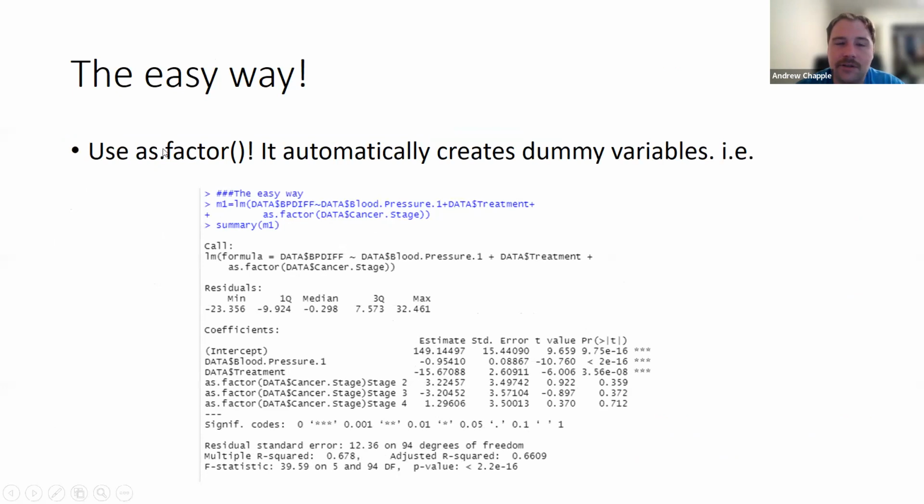I can also do this a little easier using as.factor. So here I've got cancer stage, and I just wrap an as.factor around it. Notice these are on 2 different lines because I've got this plus, otherwise you'll get a bug. And then it creates the dummy variables for you. So here's stage 2, stage 3, stage 4, and I get the exact same results.